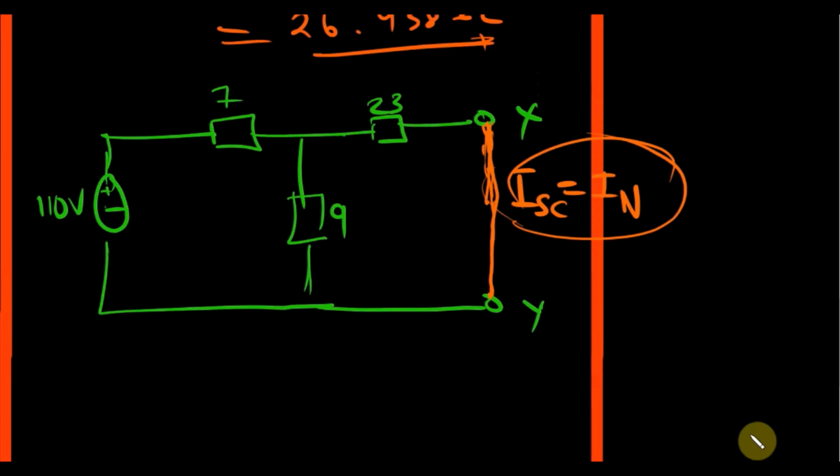Cool. So let's go ahead, and so for I short circuit, or I Norton, for a current flowing through the terminal.